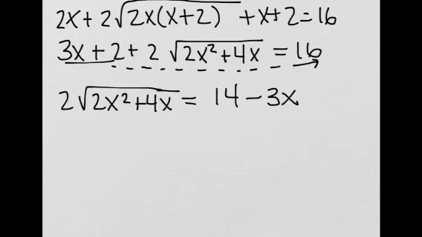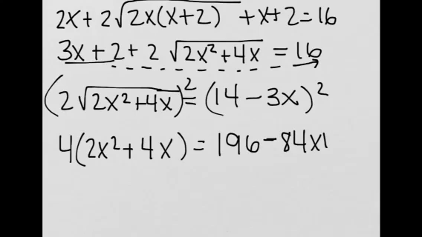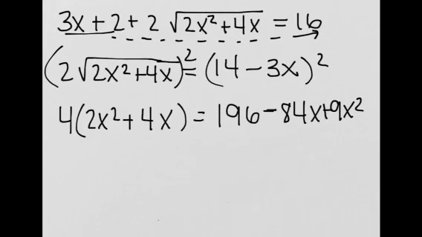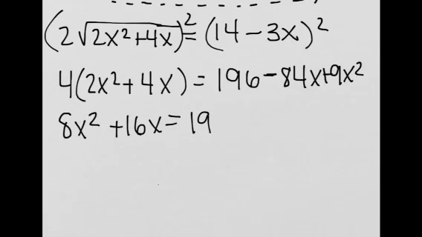Now what I'm going to do is square both sides again. So we're doing some double squaring. So now the left side is 4 times 2x squared plus 4x, and this is equal to 196 minus 84x plus 9x squared. Okay, and now I'm going to expand out the left-hand side. So I have 8x squared plus 16x is equal to 196 minus 84x plus 9x squared.